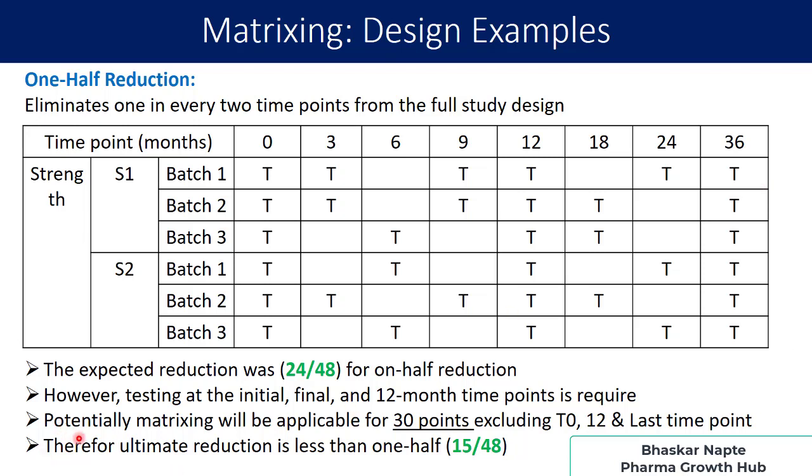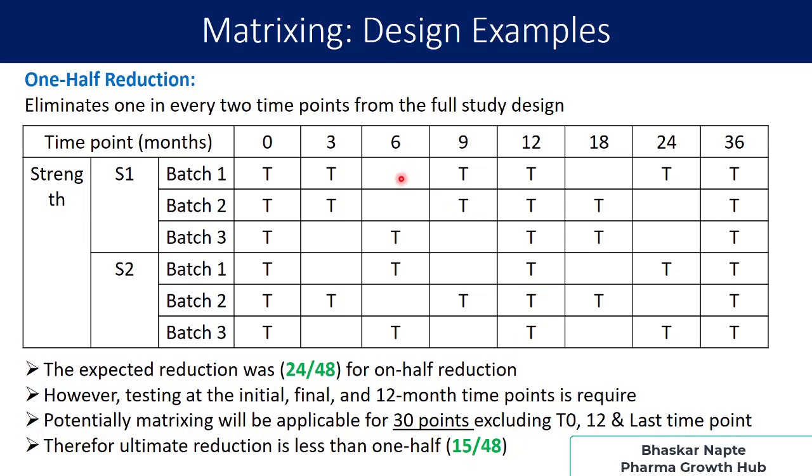Let us understand the third important point. Potentially, matrixing will be applicable for 30 points excluding T0, 12 month and the last month. 30 points. Therefore, the ultimate reduction is less than one half. Means I was expecting to have 24 time points excluded, but I end up getting exclusion for only 15 time points. Now measure the counts, the empty boxes.